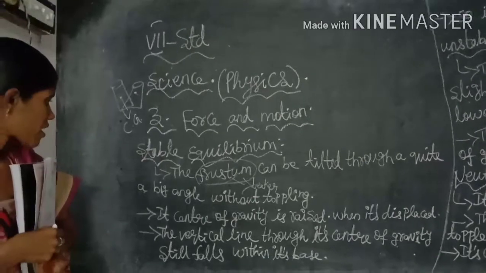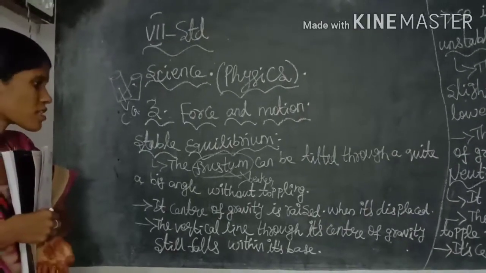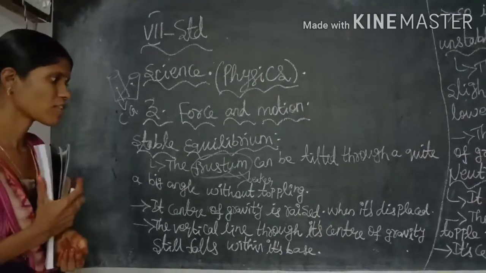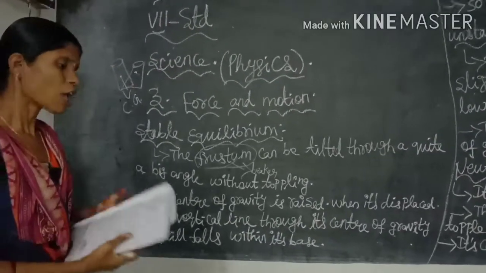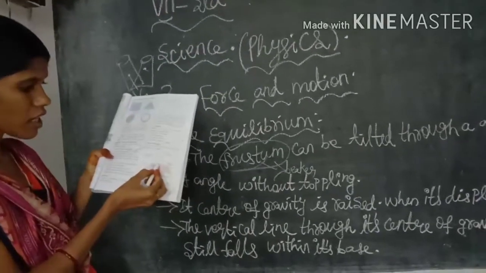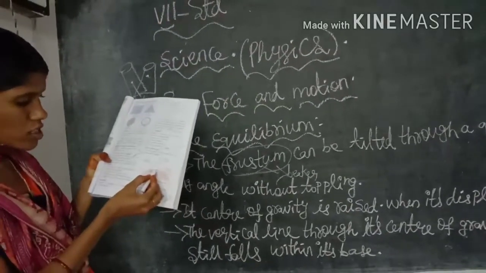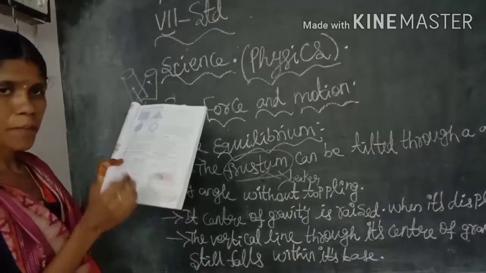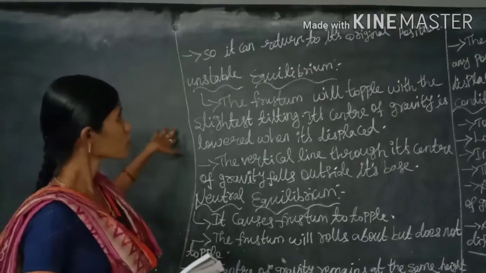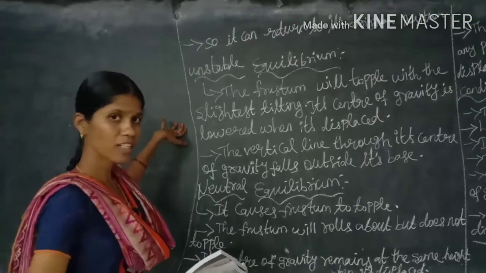When it is displaced, the vertical line through its center of gravity still falls within the base. However much we tilt it, the center of gravity depends on the base. So this is the tilted center of gravity, and it depends on the base of the frustum. So it can return to its original position after the tilting.